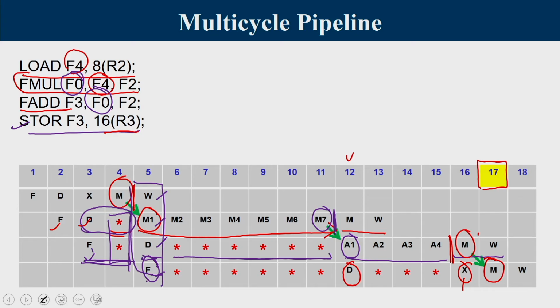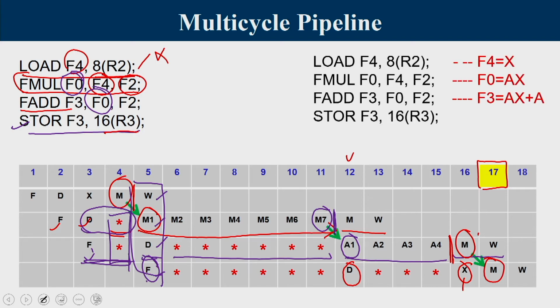Now, the question also asks: if 8 of R2 is X and the content of F2 is A, then the first one will get the value X into F4, and then you are going to perform a multiplication where F2 is A. So, F4 into F2 is actually Ax, and when you perform the add operation, the effective result is Ax plus A. That is the result that you are going to get.